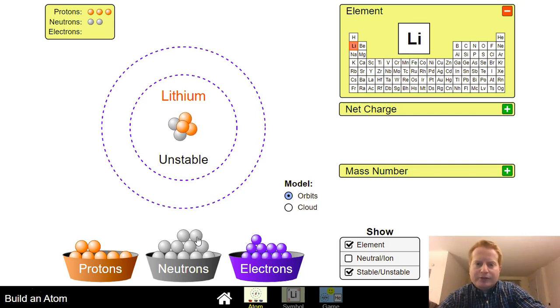Because those protons are all positive, so to some extent they're all repelling each other because they're all the same charge. Just like opposites attract, the same charges are going to repel. So we have this unstable nucleus. What does this all mean? An unstable nucleus is a radioactive element. That's where that comes from.